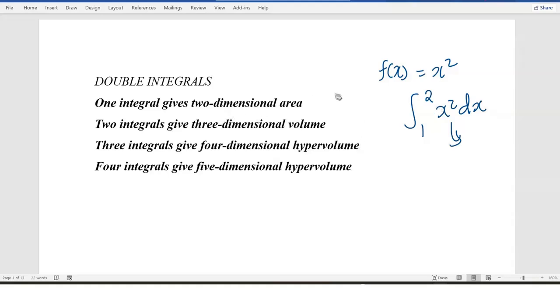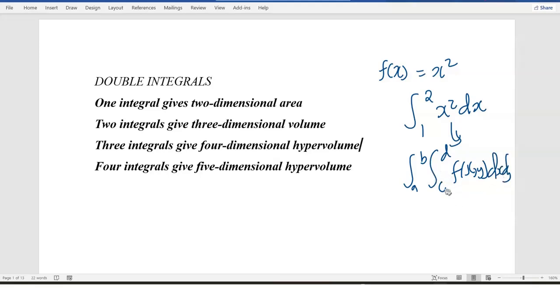So now, this single integral gives us a two-dimensional area. Where we have two integrals, we get a three-dimensional volume. Integrals of such can be, for example, if we integrate from a to b, and we integrate again from c to d of a function xy, dx dy.